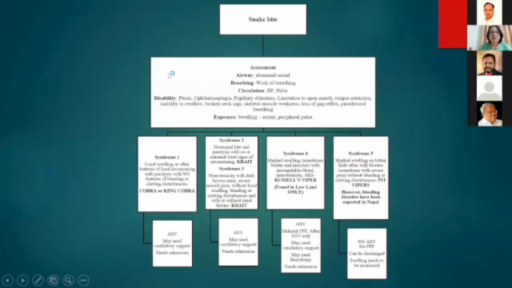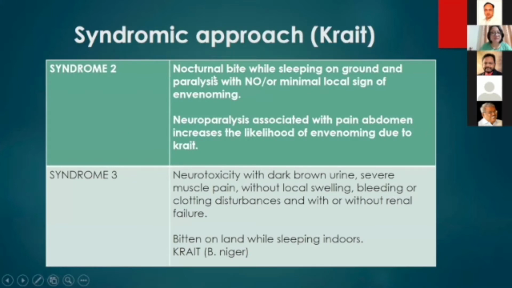So this actually is a flow chart. I would just like you all to focus on this box, because talking about the syndromes, we'll be dealing with the syndromes regarding the Krait only, the two syndromes, syndrome 2 and syndrome 3. In syndrome 2, there is nocturnal bite while sleeping on the ground and paralysis with no or minimal local sign of envenoming, or neuroparalysis associated with pain abdomen, as I mentioned earlier. This increases the likelihood of envenoming due to a Krait.